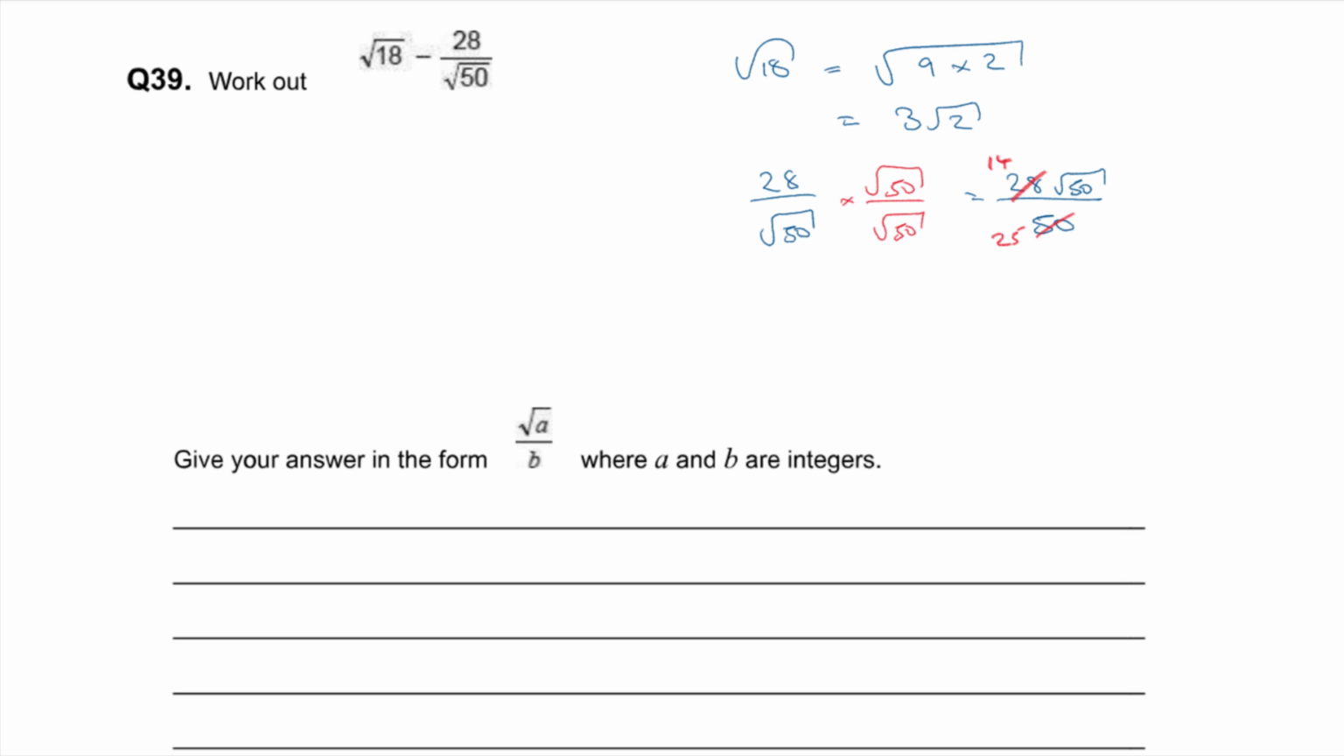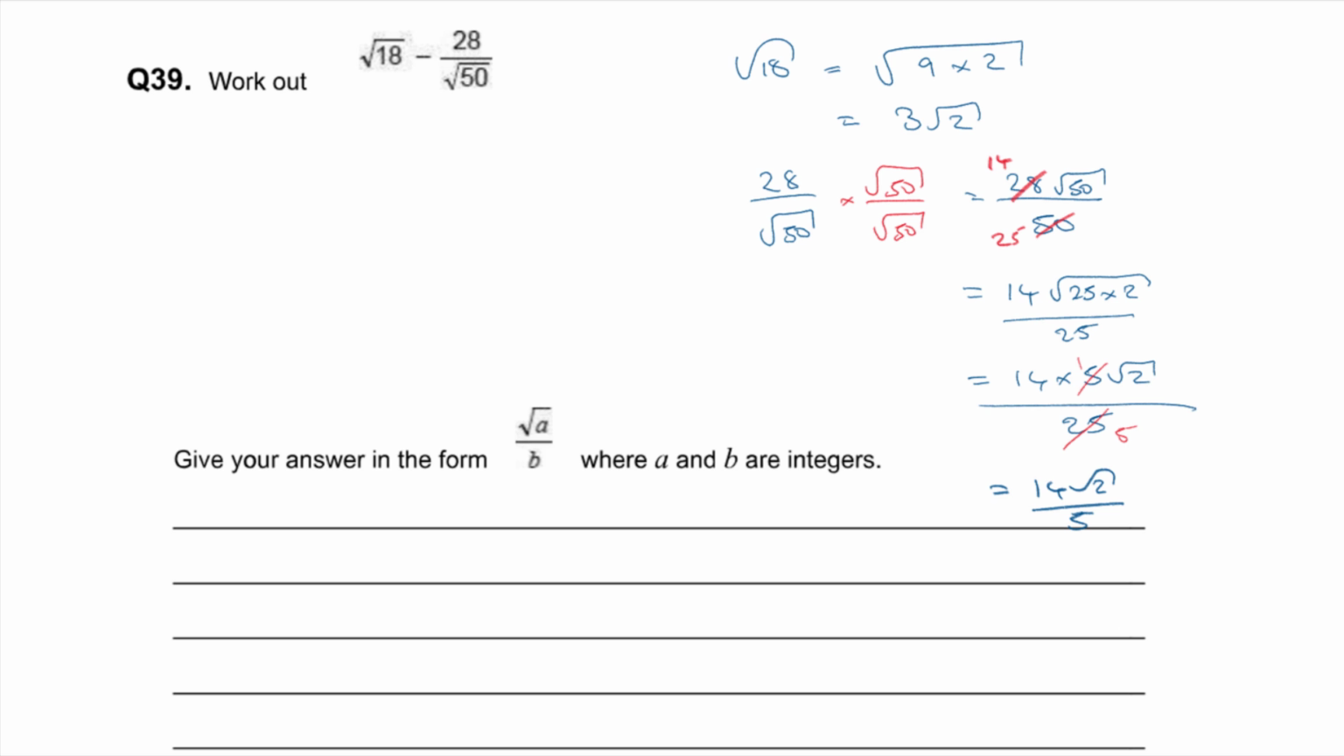But root 50 can also simplify as well because 50 has got a square factor of 25. So I can rewrite that as 14 root 25 times 2 over 25. And 25 rooted is 5. So that's going to be 14 times 5 root 2 over 25. Now, rather than multiplying the 5 with the 14, I've seen it can cancel into the denominator, giving me 1 and 5. So that's the same thing as 14 root 2 over 5.